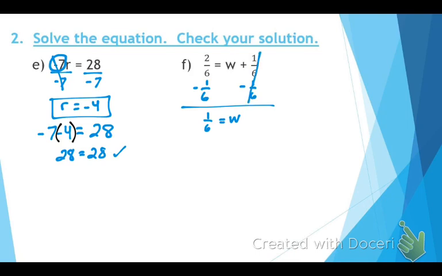It becomes a 0. It cancels out. All right, so we've got 1/6 equals W. Now, Janet, will you go ahead and plug it back in? Let's see if that's correct or not.